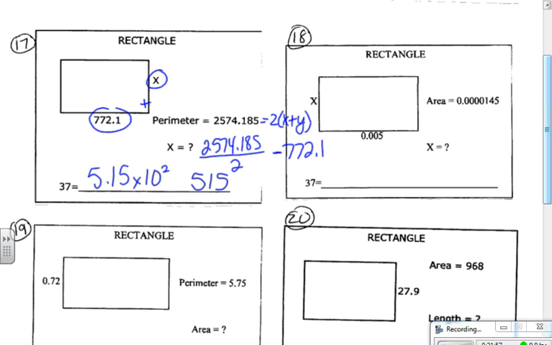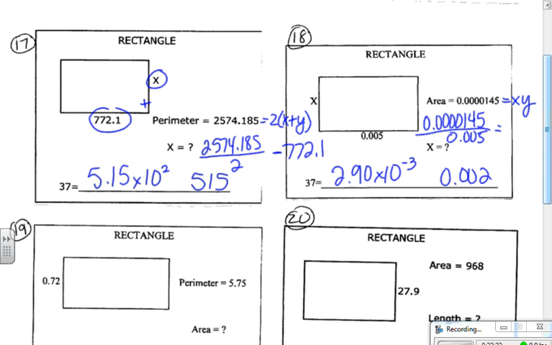Okay, number 18. We have an area. We want to find our missing side. Remember, area is just our length times our width. We know one of those, so we just take our area and divide it by the side that we know. And that will leave us with our missing side, which is 2.90 times 10 to the negative third, or 0.00290.